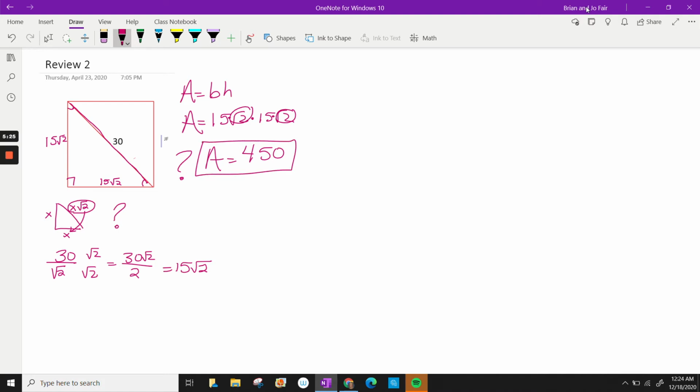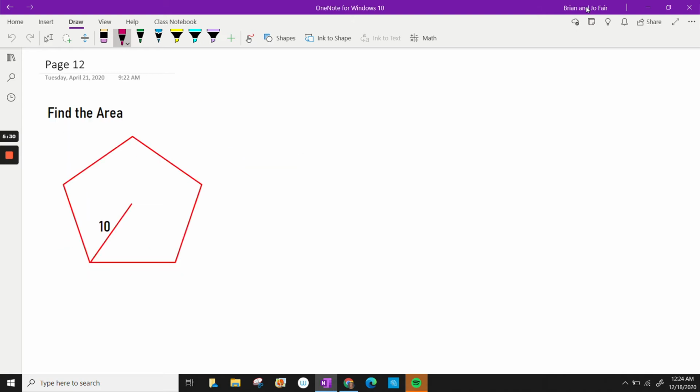So that was a review of some special right triangle stuff. Let's move on to some new stuff. Okay, so on this one, we have ourselves a pentagon. We haven't done any pentagons yet. So I'm going to go back to my 1/2 AP for a regular polygon. And I have to figure out what kind of triangle I have. So is it a 30, 60, 90?